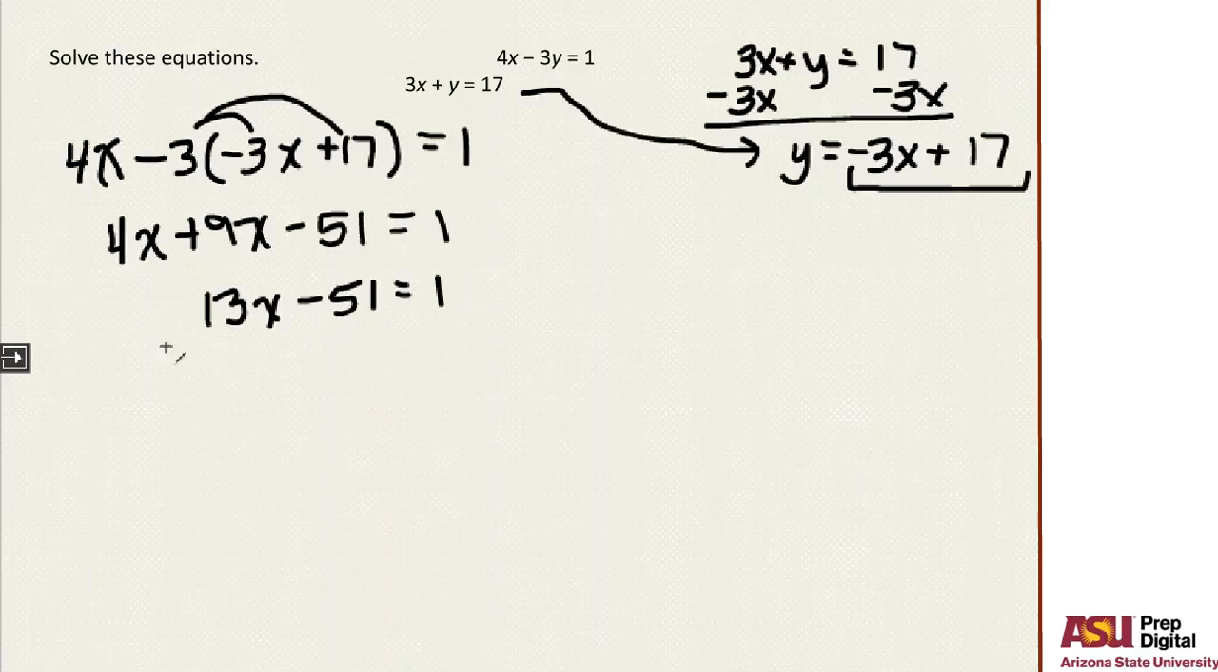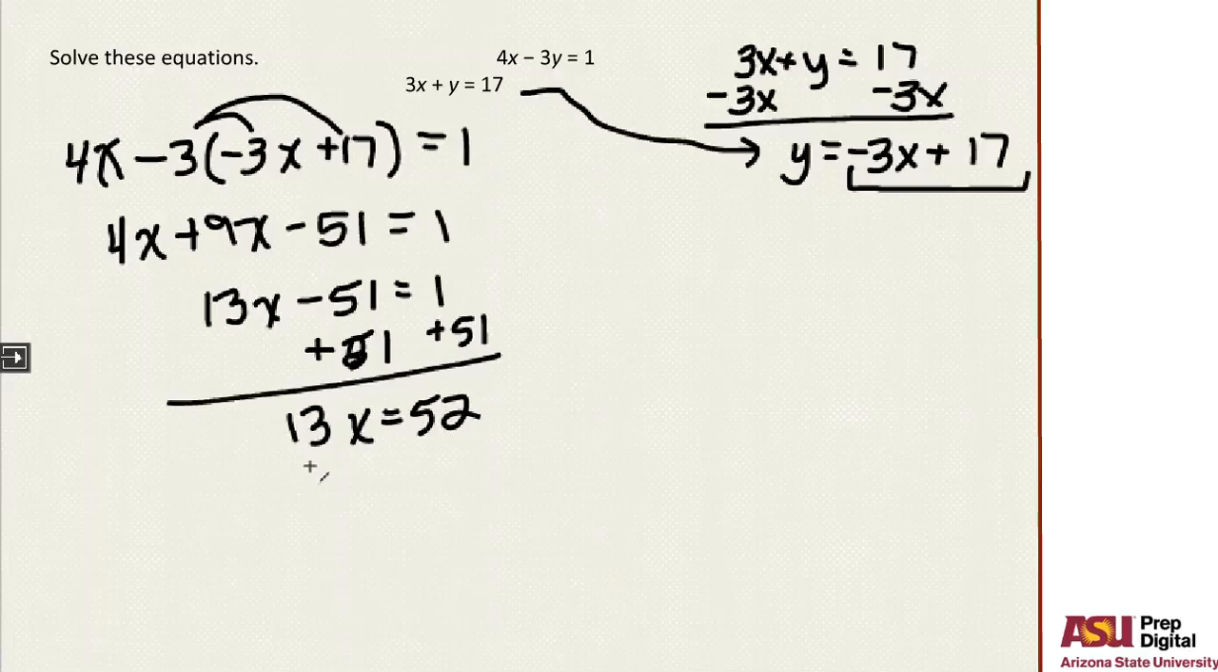Now I have a more basic two-step equation. So I'm going to add 51 to both sides. And that gives me 13x is equal to 52. Divide by 13, and I finally get x is equal to 4. So part of my final answer, x is equal to 4. And then if we were to write it as an ordered pair, that would be my first coordinate.